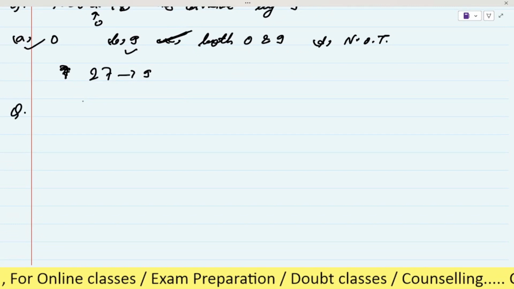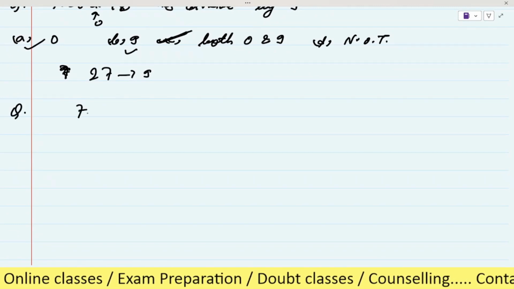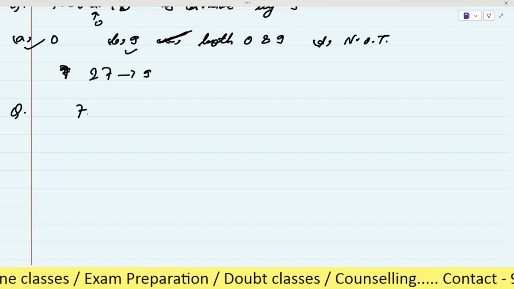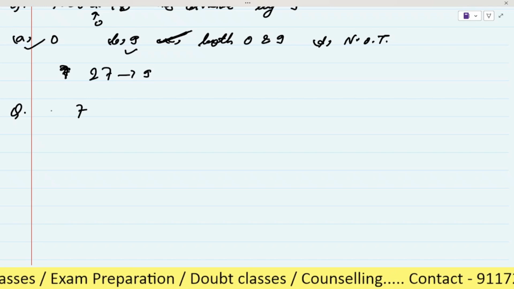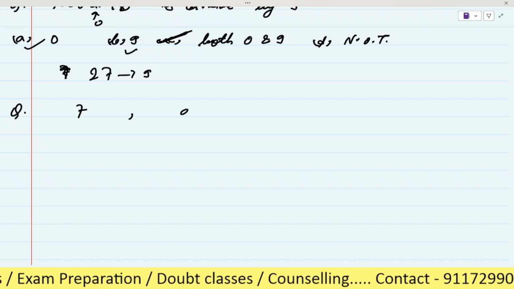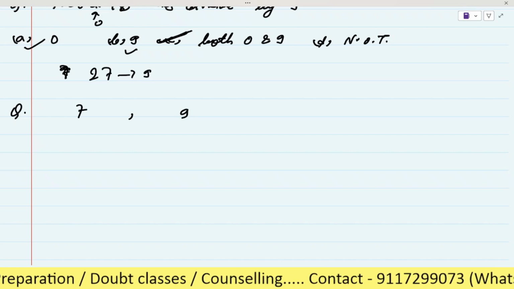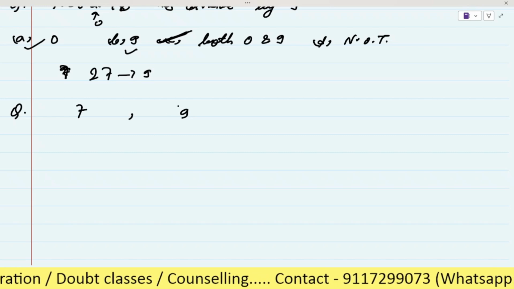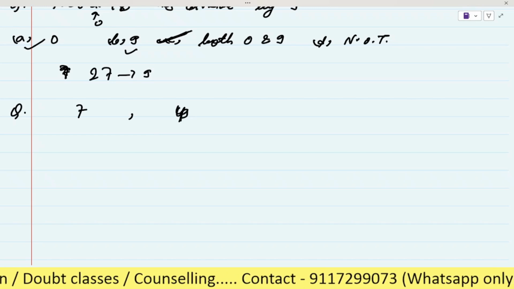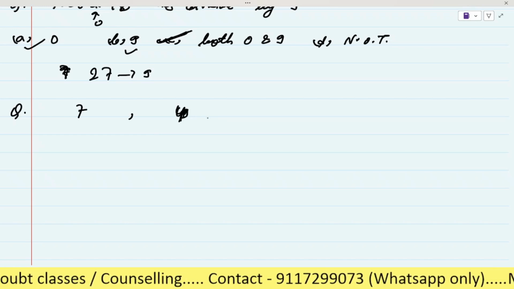A number when divided by 7 leaves 4 as remainder.